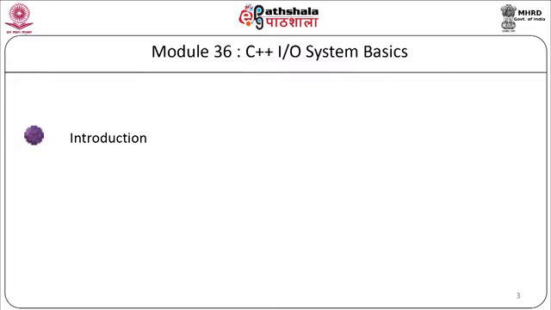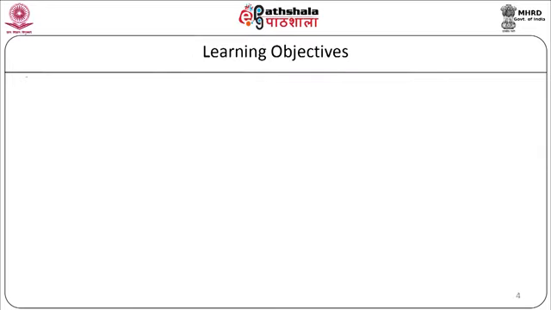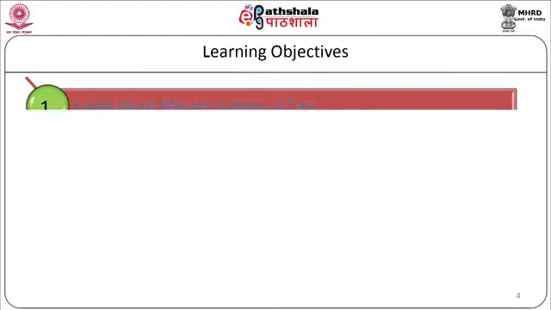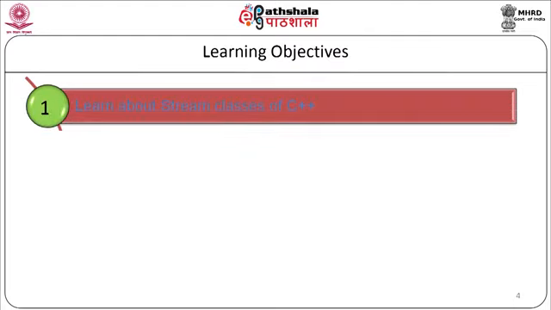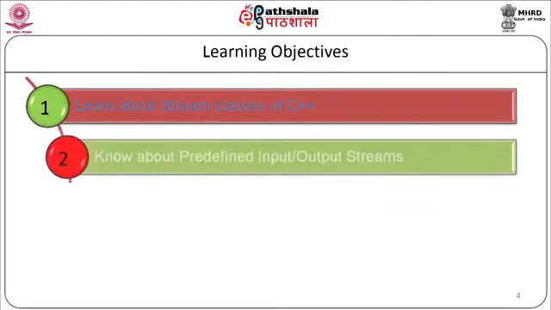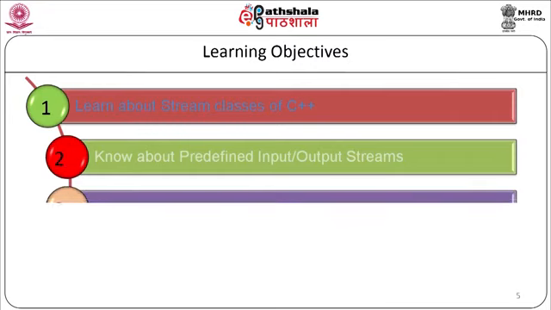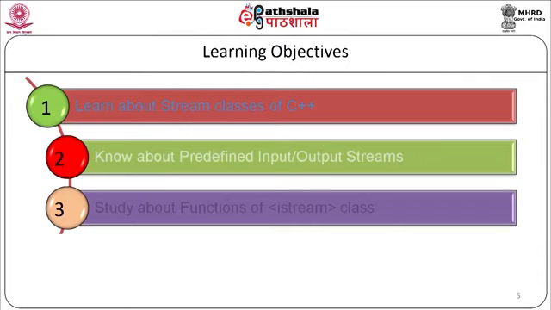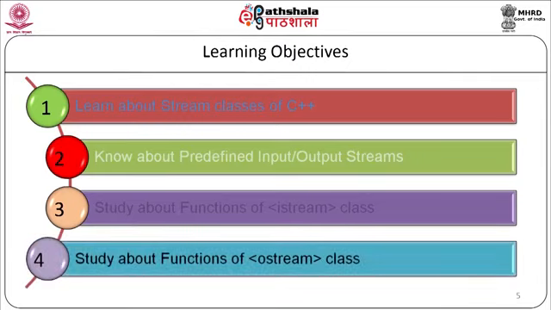Slide number 4. Now let's see the learning objectives of this module. We are going to learn about the stream classes of C++. We will know about predefined standard input and output streams. We will study the functions of the istream class. We will study the functions of the ostream class.